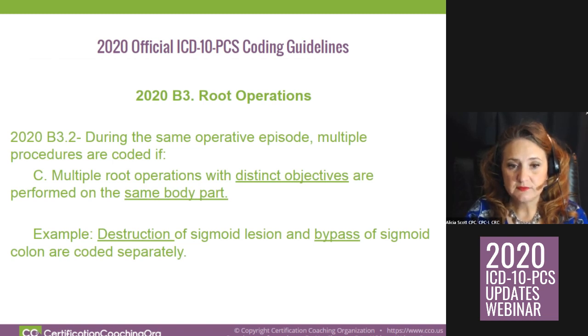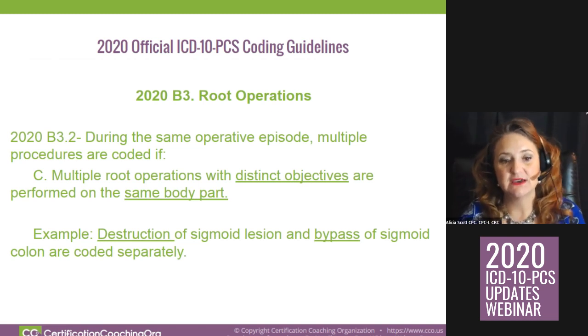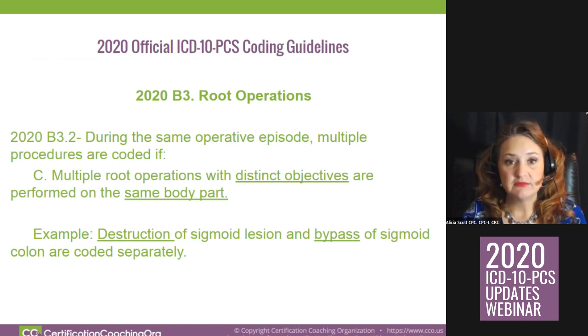And so they've put on here, distinct objectives, same body part. Example, we're going to do a destruction root operation of a sigmoid lesion and a bypass of the sigmoid colon. You can code them separately, okay? Two separate procedures on the same body part. They have distinctly different outcomes, two different root operations. That is possible to do with PCS. Again, it is truly brilliant to use this one.